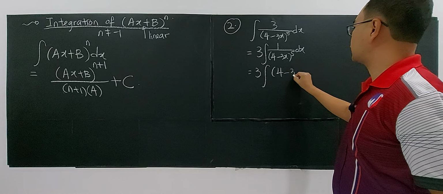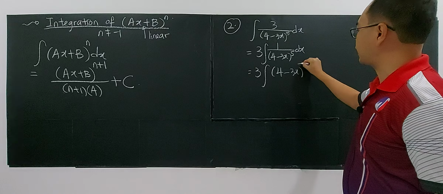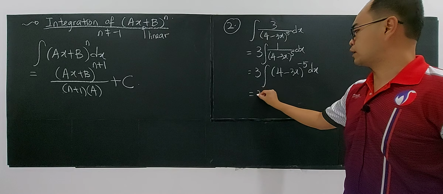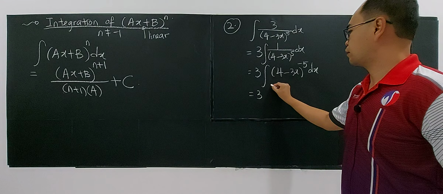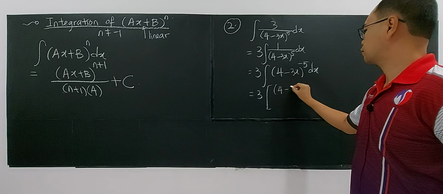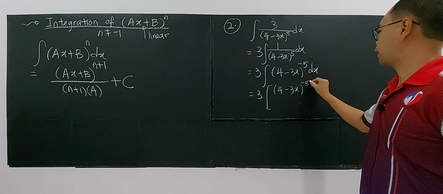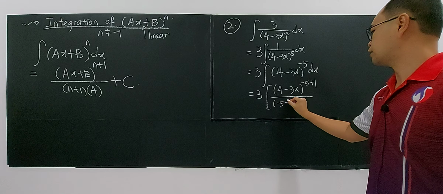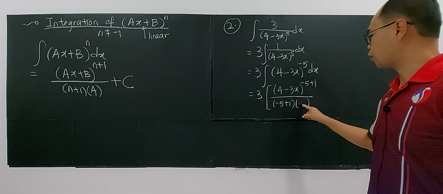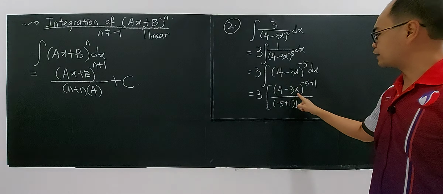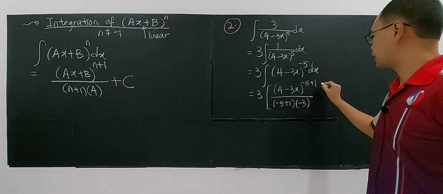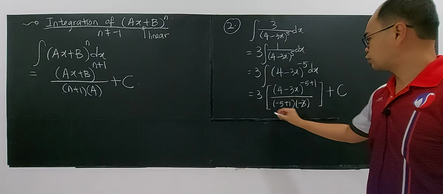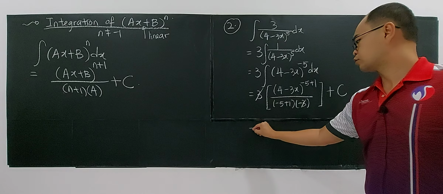It will become (4 minus 3x) to the power of negative 5, by index law. So later you apply the formula. Copy back. You just take the power, add 1, divided by -5 plus 1, multiply with the coefficient of x. The coefficient for x here is -3, plus c. Then you have to apply the formula. So 3 and 3 cancel off.